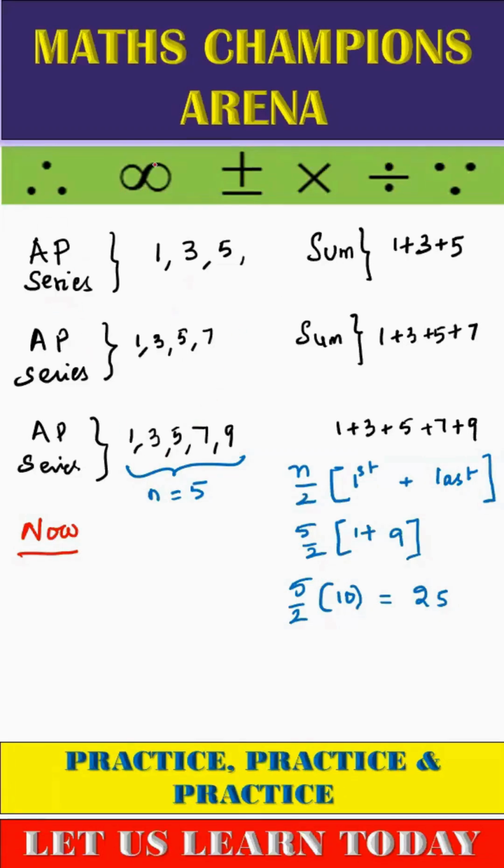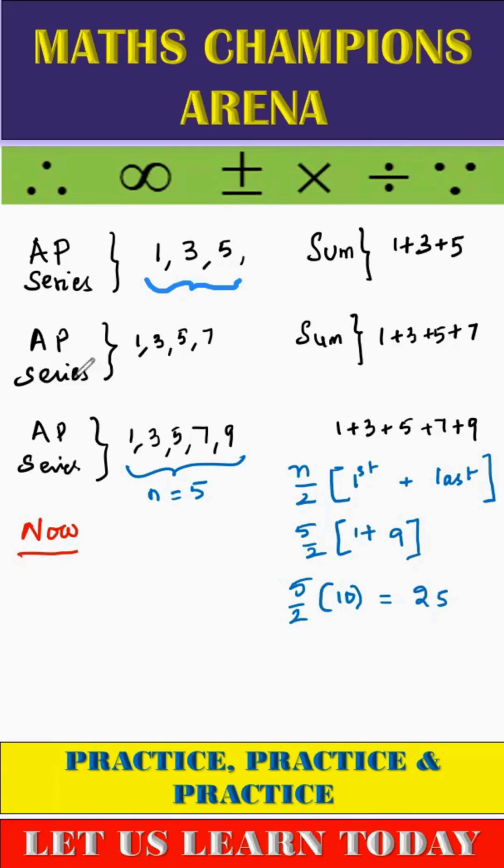Now, what we are going to see is the sum of the terms in the AP series. Assume that you have 3 terms in an AP series: 1, 3, 5. You should check whether these 3 terms form an AP, that means arithmetic progression, or not. It's very simple. But what is the sum of these 3 terms? 1 plus 3 plus 5. 1 plus 3 is 4, 4 plus 5 is 9.